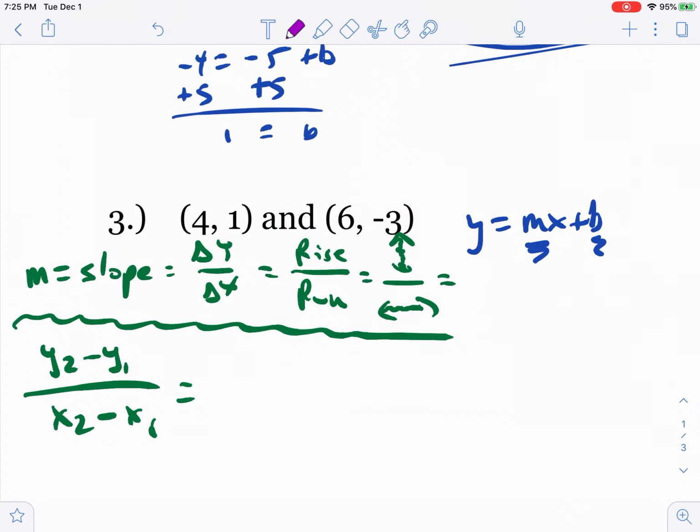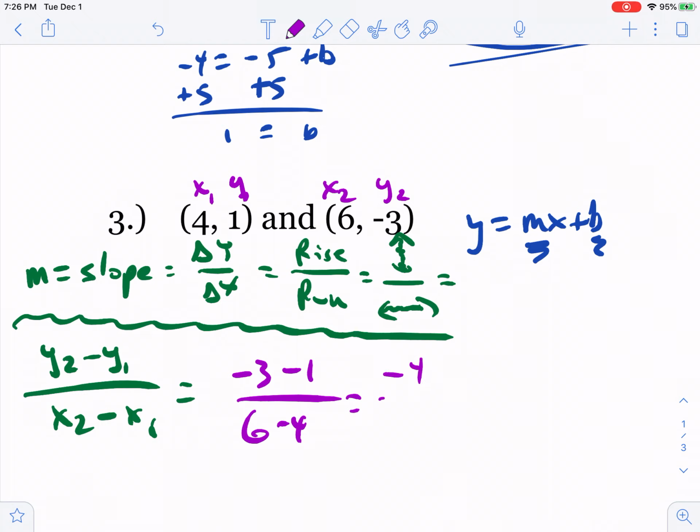So, let's label them. X1, Y1. x2, y2. Here we go. Negative 3 minus 1 over 6 minus 4. If you have a negative 3, and then you add another negative 1, you have negative 4. A lot of people get confused here. That's negative 4. And this is 2, which equals negative 2. 4 over 2 is 2, and a negative divided by a positive is a negative. That's our slope.